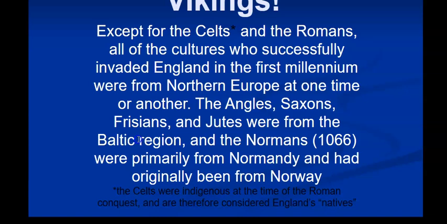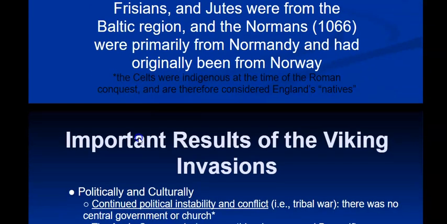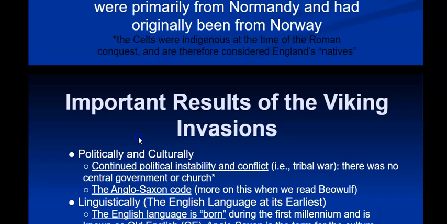The Angles and the Saxons, Frisians and the Jutes were from the Baltic region, and the Normans were primarily from Normandy and had originally been from Norway. The Celts were indigenous at the time of the Roman conquest and therefore considered England's natives.